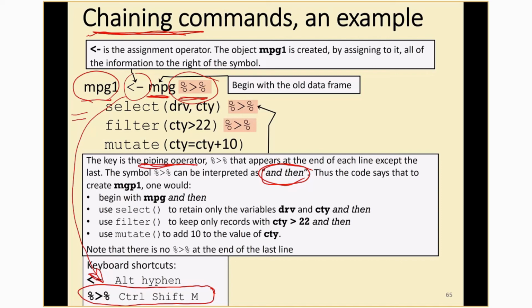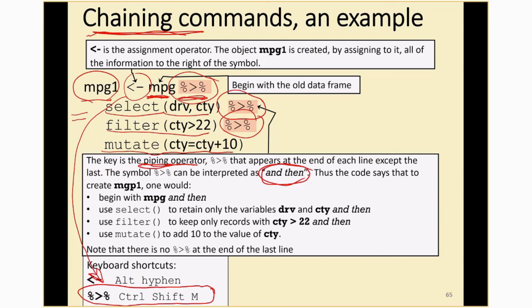So I start off with MPG, and then I use this particular function to retain only those two variables. Then I continue on with the piping operator, and then I filter to retain the records that I want, and then I continue on to create or update the value of city mileage.